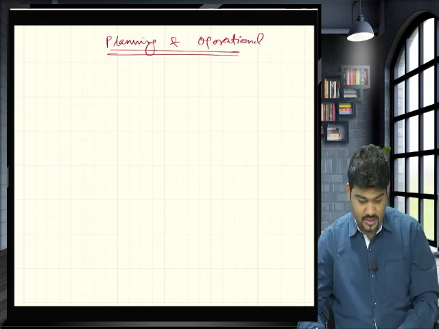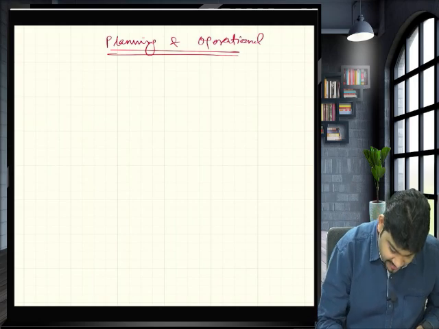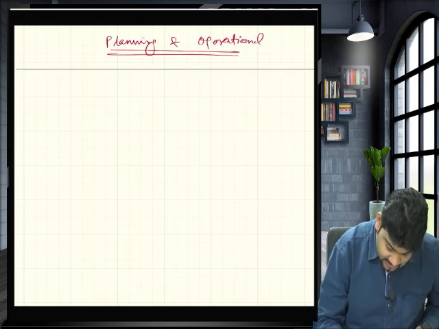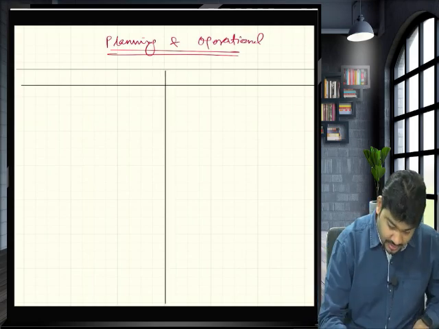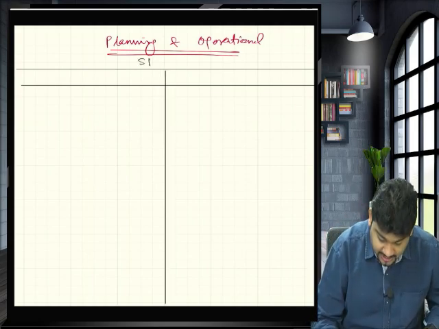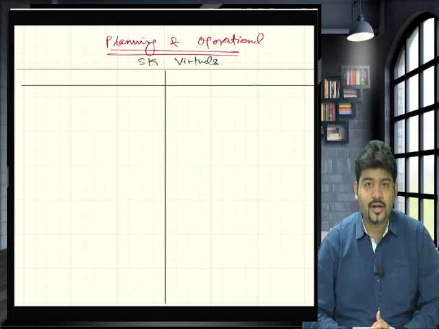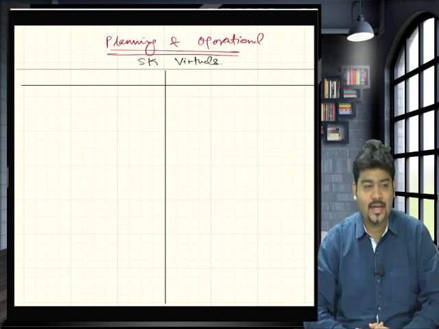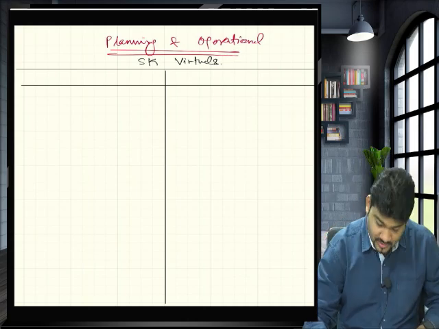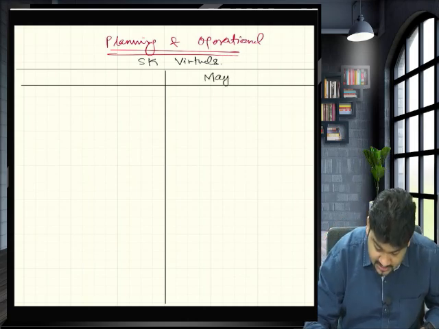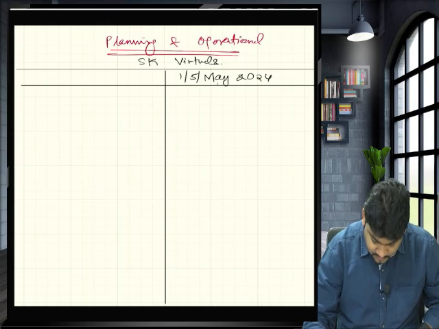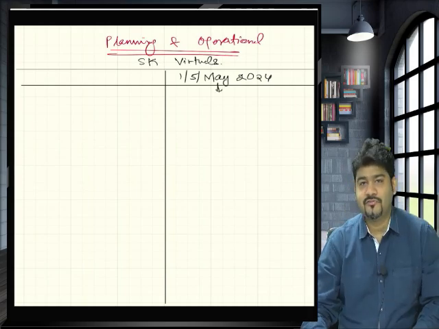Suppose we have an institution. Suppose I have my own institution, and there is a team which is working. Say I have an institution, SK Virtuals, and in my classes there are a few sales people who are working to ensure that we sell our pen drive and everything. Now suppose today is, say, 1st May 2024.